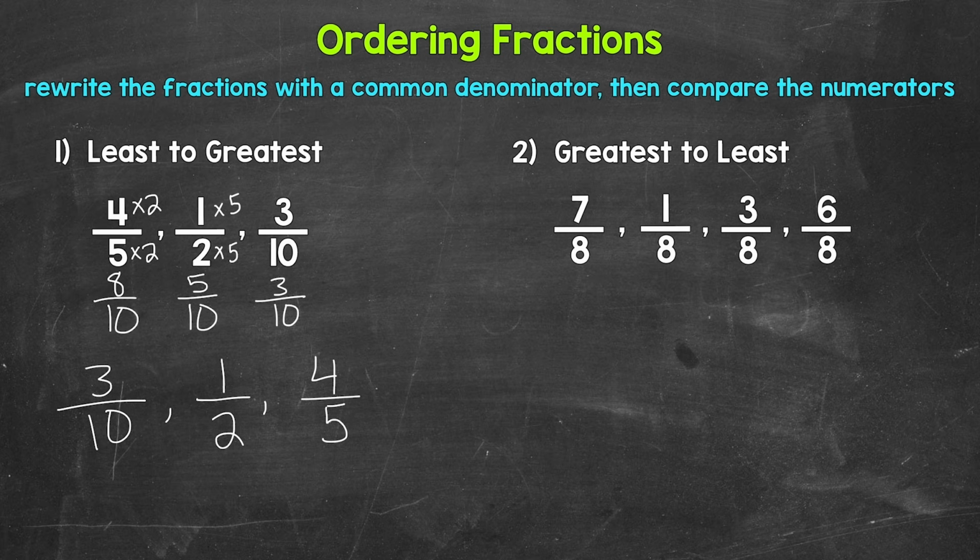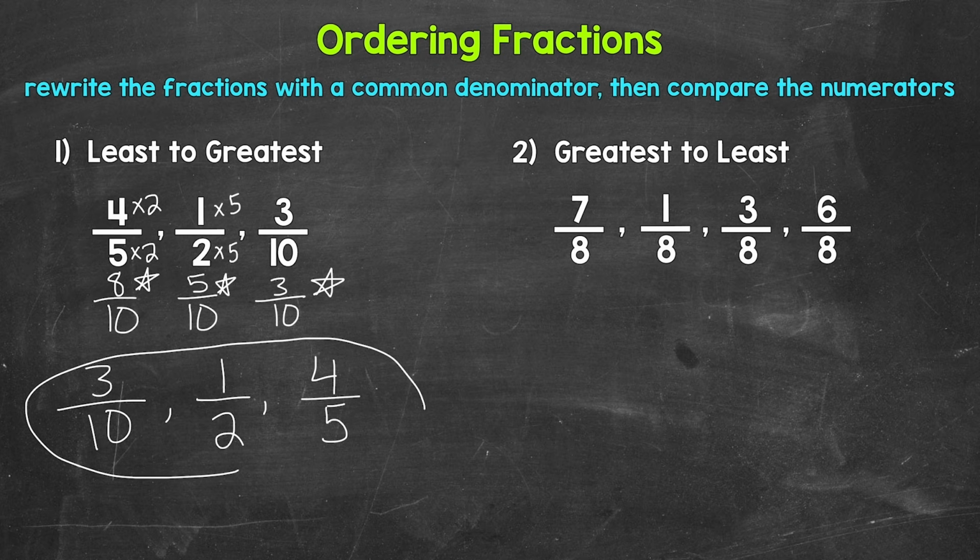And now we can clearly see that 3/10 is the least, so that comes first. And then 5/10 comes next, which the original fraction was 1/2. And then the greatest is 8/10, which the original fraction was 4/5. So here are our fractions in order from least to greatest.